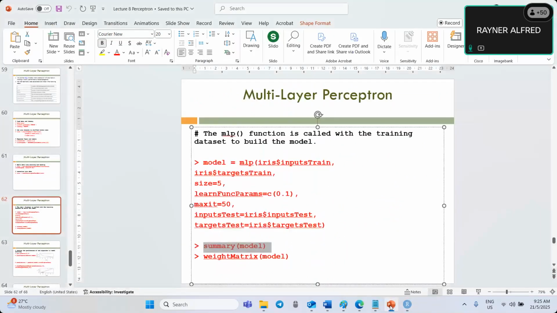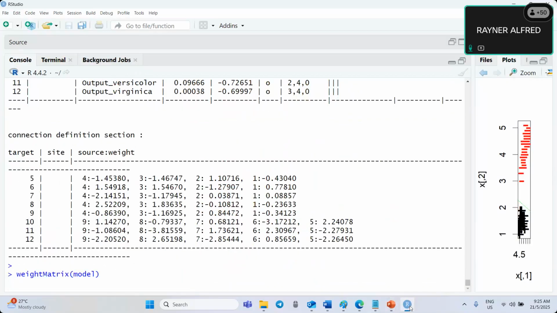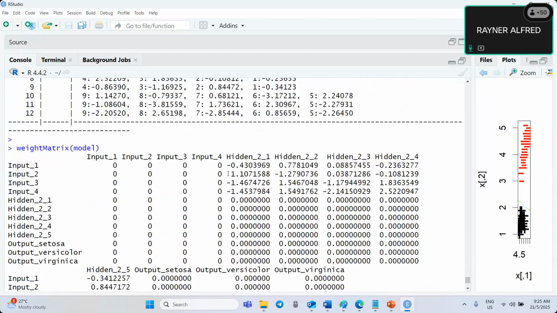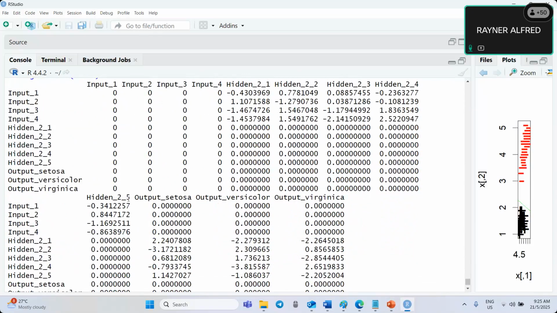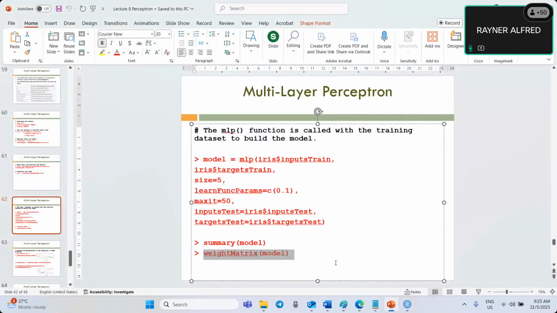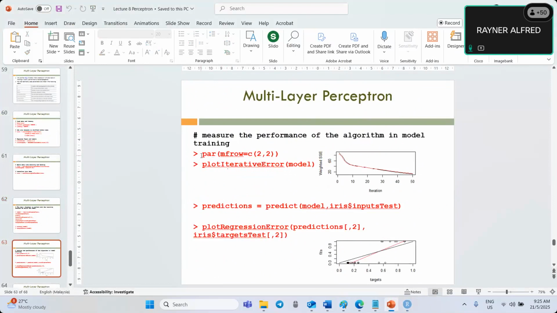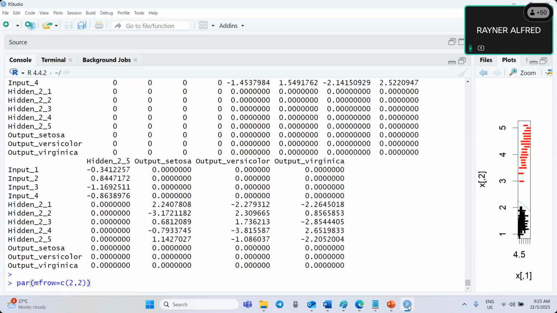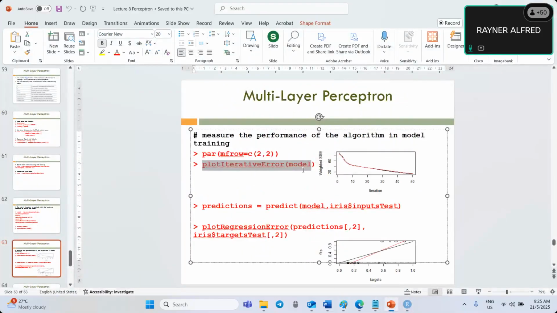But we can also look at the weight matrix. For hidden 2, 1, 2, 2, and up to 2, 5, that means we have 5 neurons, and we also have the 3 outputs here. So this is the weight, and then this is just to plot the error based on the training one.